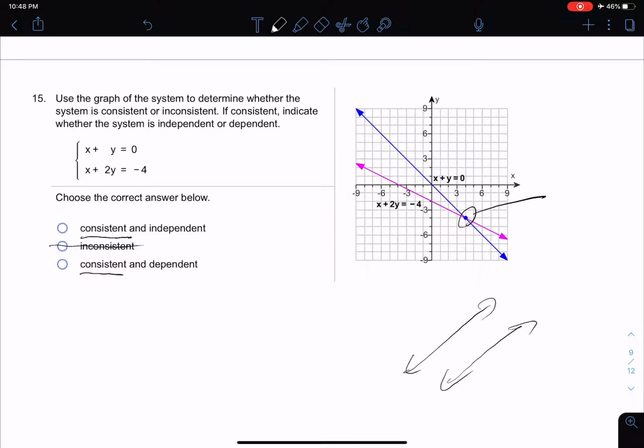Now the next question is, is it independent or dependent? Well, dependent would be the same exact line, laying on top of each other, right? Independent means they're two different lines, and that's what I'm seeing here. I see a pink line and a blue line, so they're independent. So there's our solution. This system is classified as a consistent, independent system. And that is it.